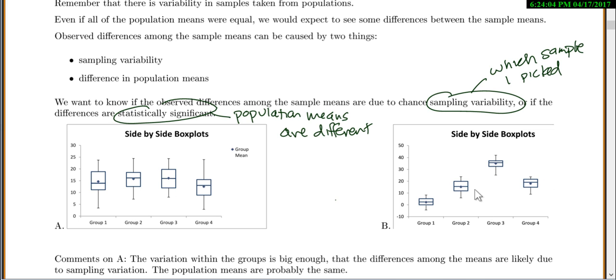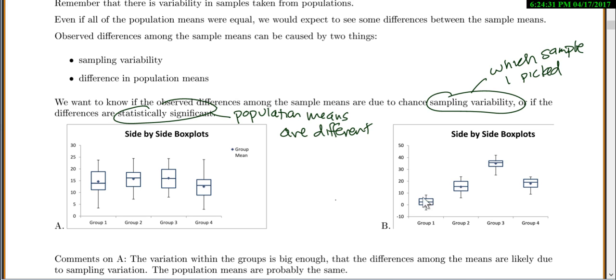But when we look over here on B, are these centers fairly similar? Definitely not, right? So in A, even though there's some differences in the centers, there's also a lot of difference just within each box plot. So each group has quite a bit of variability, or quite a bit of spread. And so you'd kind of expect your sample means to go up and down a bit based on which sample you pick.